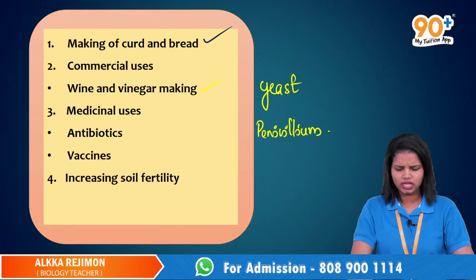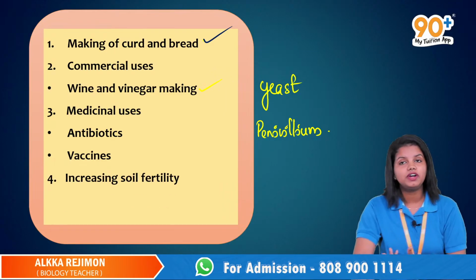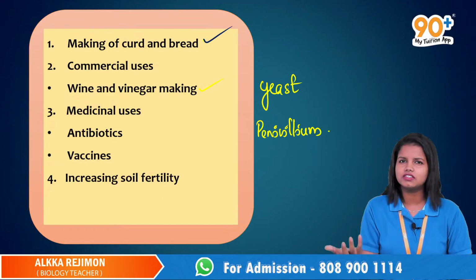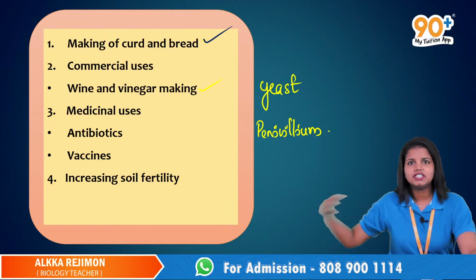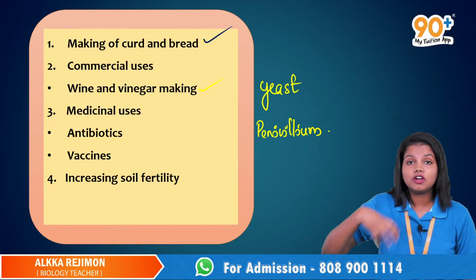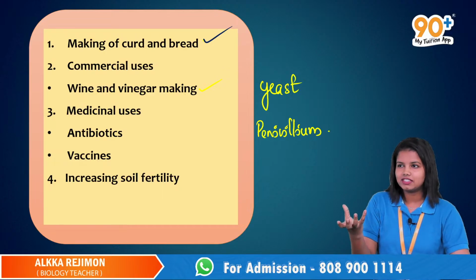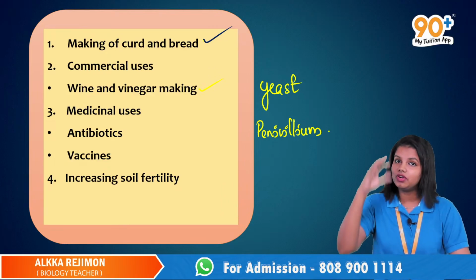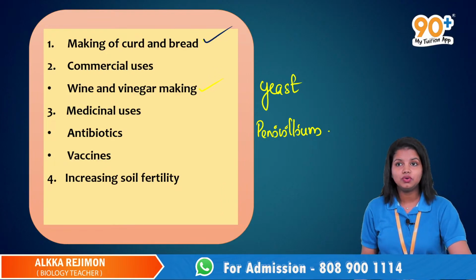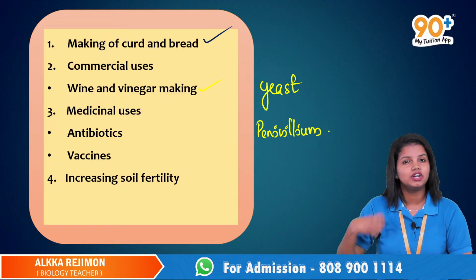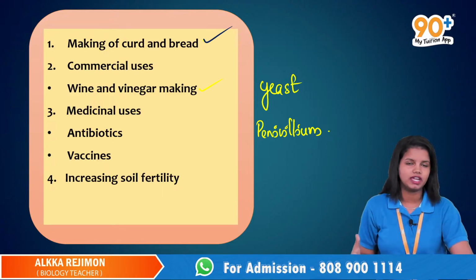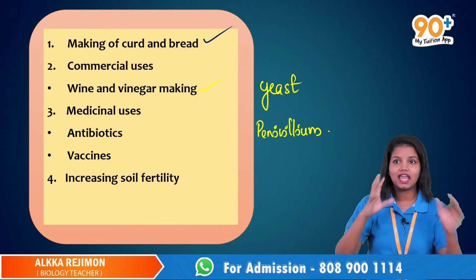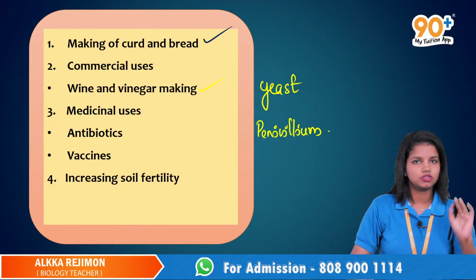Yes. Then you can add increasing soil fertility. I hope you are remembering, we already said that point. How are microbes increasing soil fertility? We have just discussed it, right? Microbes like Rhizobium or blue-green algae can convert the atmospheric nitrogen into the soil, and it is converted into various forms of nitrogen, right? And this nitrogen can increase the fertility of soil. That's how it is increasing soil fertility.